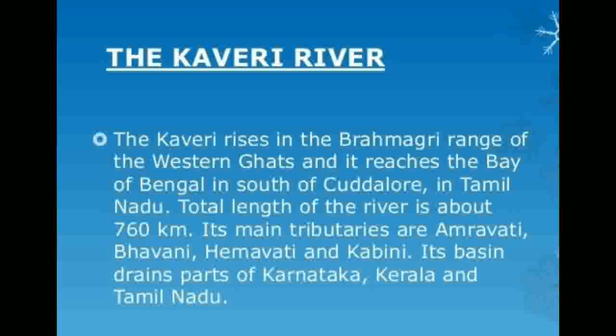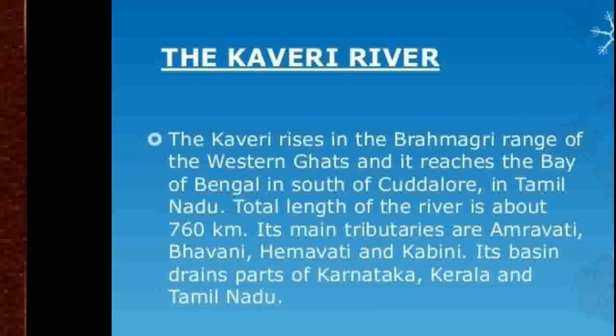It reaches the Bay of Bengal south of Cuddalore in Tamil Nadu, and 760 kilometers is the total length of this river Kaveri. The important tributaries include Amravati, Bhavani, Hemavati, and Kabini. The important areas that share the drainage basin of this river include Karnataka, Kerala, and Tamil Nadu.